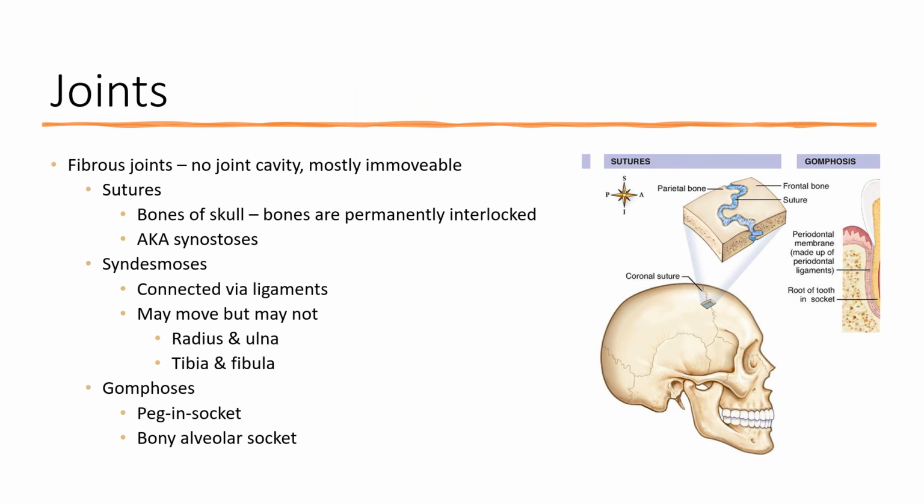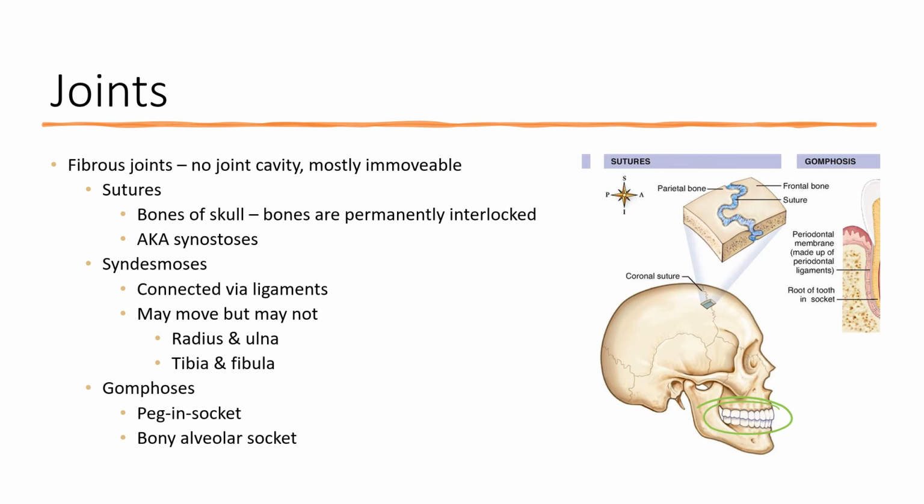So again, fibrous joints have no joint cavity, mostly immovable. They can be sutures, syndesmoses, or gomphoses. Gomphoses are unique to your teeth. You only really talk about those with your teeth. Those sit in a socket, and while it is a joint, it is an immovable joint. It's a special thing, held down with fibers with your teeth.